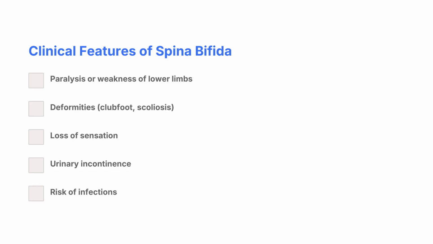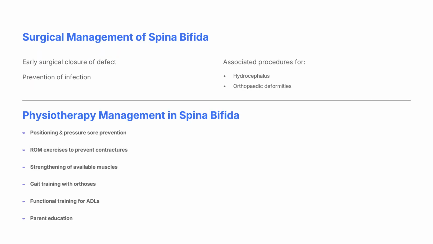Okay. Now, what management is required for these features? We should know. Surgery involves only closure of the defect and prevention of infections. Physiotherapy will include positioning, pressure sore prevention, range of motion exercises of the limbs, and strengthening of the available muscles. That means whatever muscles are already present and do not require any kind of management. So what management can we give on those muscles?